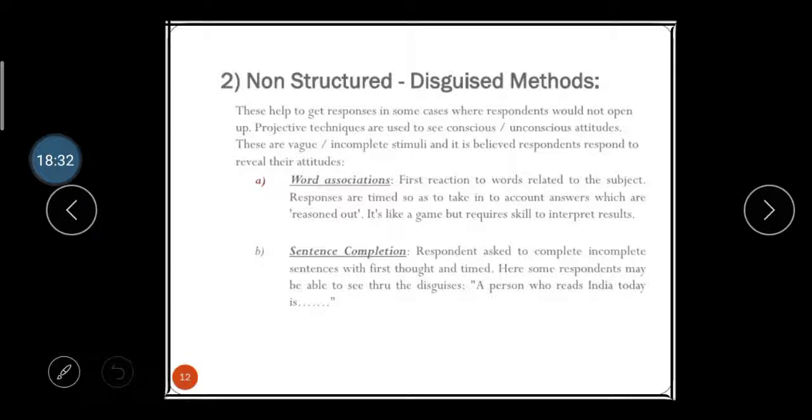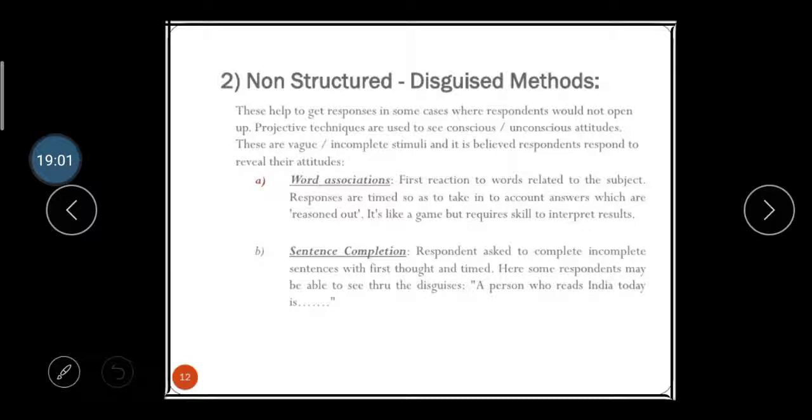So the first reaction to a word related to the subject is taken, and responses are limited so as to take into account the answer which is released. So it's like a game and requires skill to interpret the result. કે વર્ડ એસોસિએશન છે કે કોઈ એક વર્ડ આપવામાં આવે ને એની રિગાર્ડિંગ ક્વિક માઇન્ડમાં શું જે છે થિંકિંગ આવે છે તો એને રિગાર્ડિંગ જે છે એ એક ગેમ રમાડવામાં આવે છે એમ્પ્લોઈઝને કે જેના દ્વારા એમ્પ્લોયર જે છે એને ખ્યાલ આવે કે એના માઇન્ડમાં શું ચાલે છે.